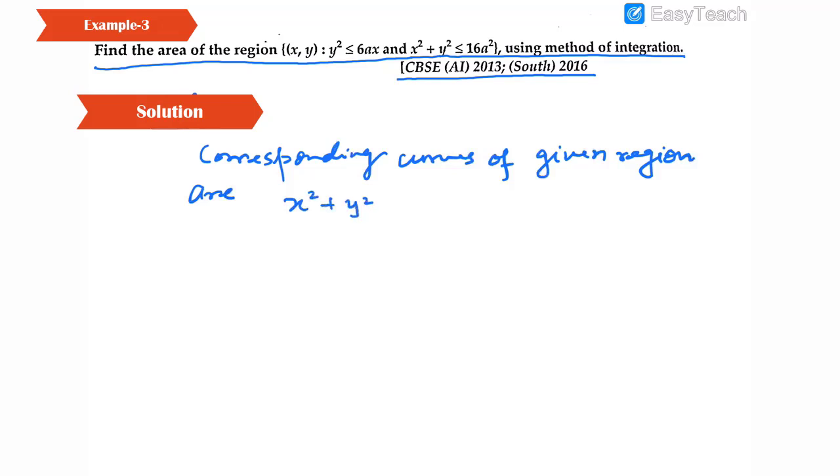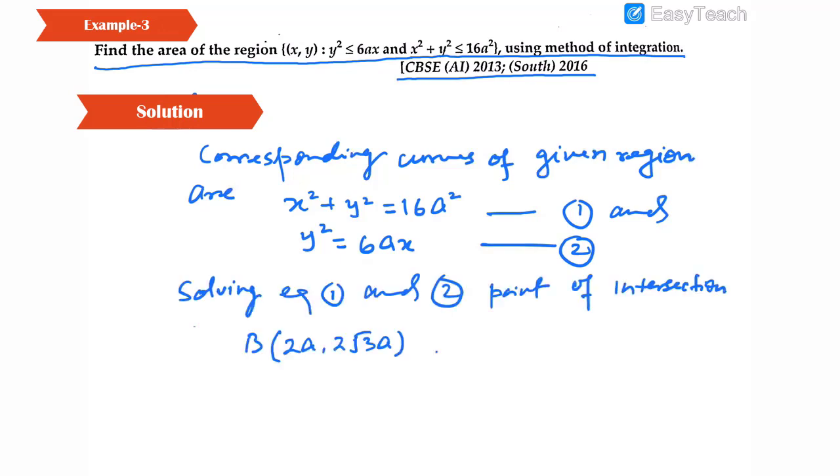x square plus y square is equal to 16a square, which is a circle, and the center of this circle is 0, 0 and the radius of this circle is 4a, and the second curve is y square is equal to 6ax, which is a parabola. After solving equations 1 and 2, we can find the points of intersection, and one point is 2a, 2 root 3a and the point C is 2a, minus 2 root 3a.